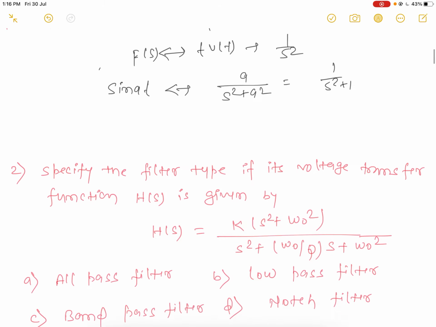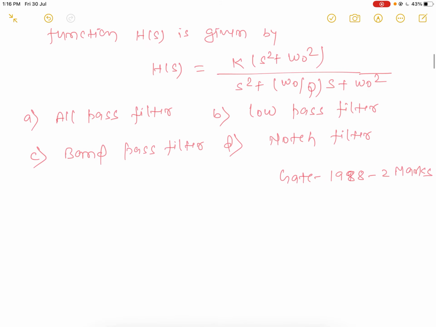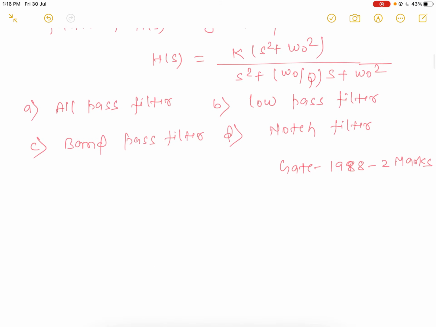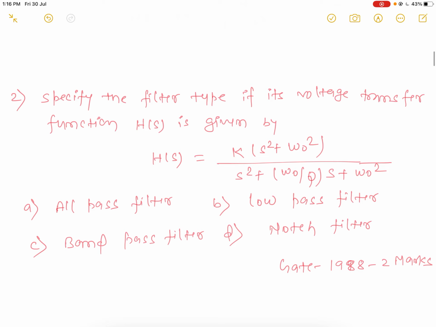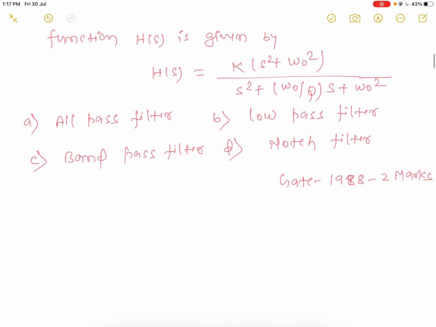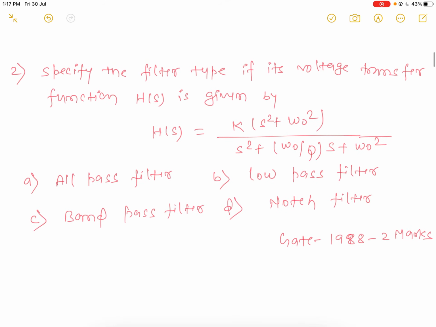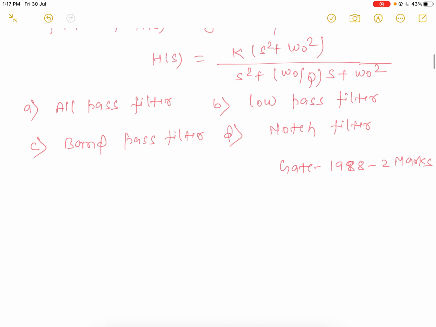Now comes the next question, which was asked in 1988 for 2 marks. Specify the filter type if its voltage transfer function is given by H(s) equal to k(s square plus omega naught square) upon (s square plus (omega naught/Q) s plus omega naught square). Options: all pass filter, low pass filter, band pass filter, or notch filter. Okay, come through.